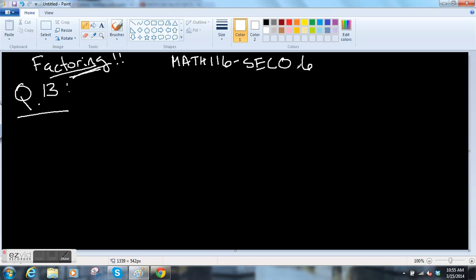Hey, so this is section 0.6 for Math 116, factoring. So question number 13 in your book on page 39 says factor the following: 7x squared minus 10x minus 8. If it says factor, there's a good chance that it will factor. Every now and then you get one that won't, but this one probably will.